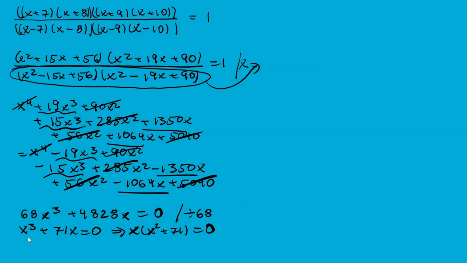And this is quite easy to solve. We notice immediately that x1 equals 0. And we also see that x squared equals minus 71, which means that x2,3 are plus minus i square root of 71.